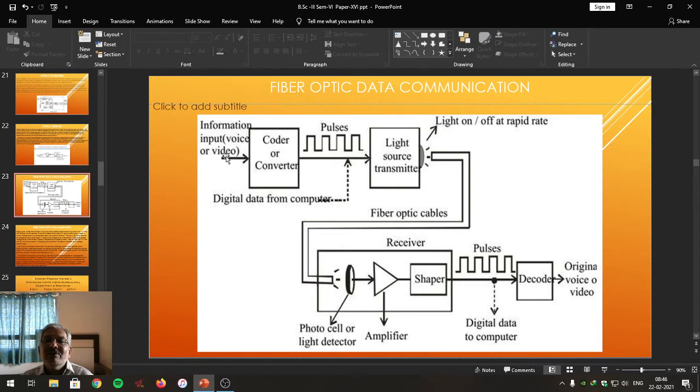It makes use of analog signal, maybe it is in the form of voice or video or audio. It is given to the coding circuitry, coder or converter. Its role is to convert analog signal into the digital form, in the form of the pulses, which are going to vary between the two voltage levels, that is 0 and 1, that is space and mark signal. These signals are called as digital data, maybe from the computer.